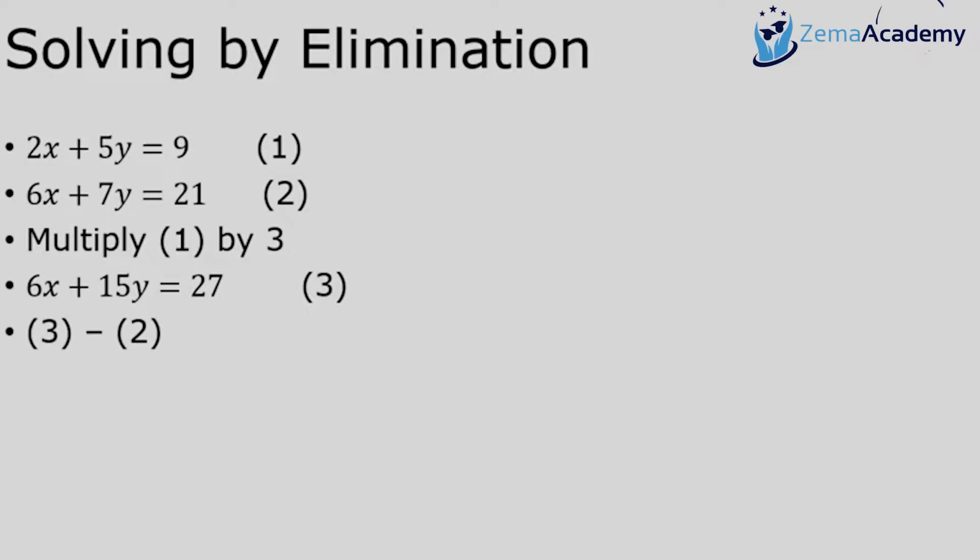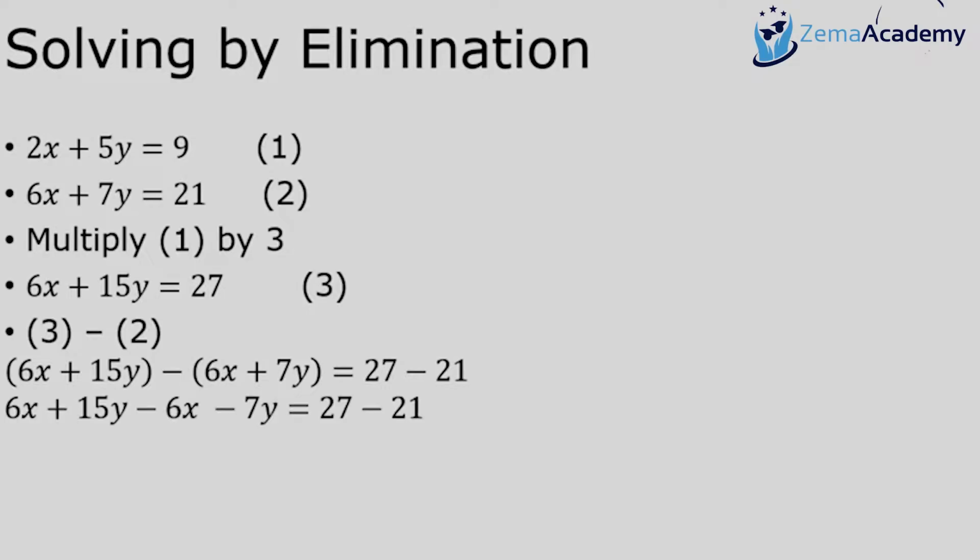So now I'm going to take away equation 2 from equation 3. So I've got 6x plus 15y all in brackets, minus 6x plus 7y equals 27 minus 21. Again, with this, always be careful of those negative signs. So when I multiply that out, I've got 6x plus 15y minus 6x minus 7y equals 27 minus 21.